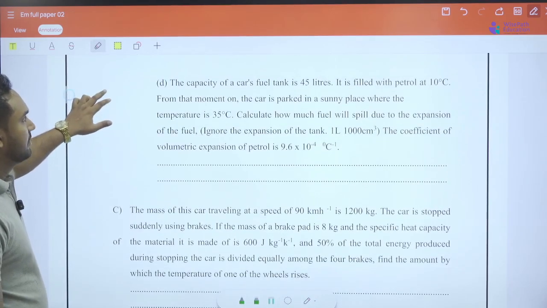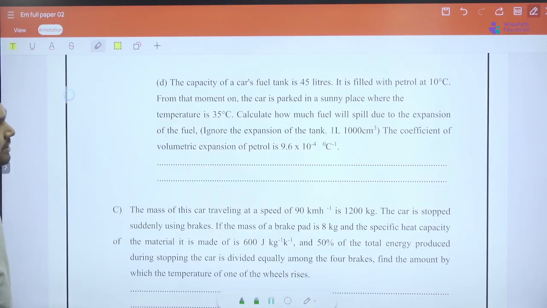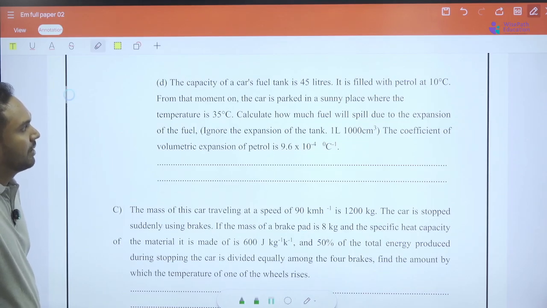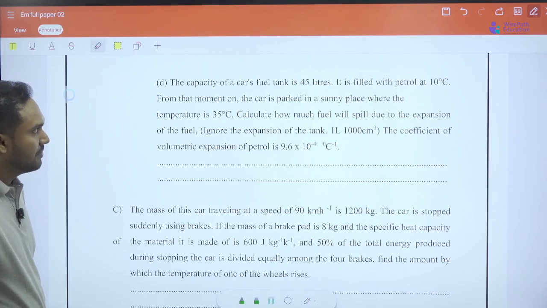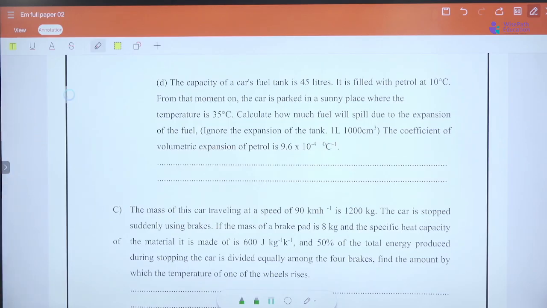The capacity of a car's full tank is 45 liters. It is filled with petrol at 10 degrees Celsius. From that moment on, the car is parked at a sunny place where the temperature is 35 degrees Celsius. Calculate how much fuel will spill due to the expansion of the fuel. Ignore the expansion of the tank. 1 liter equals 1000 cubic centimeters. The coefficient of volumetric expansion of the petrol is 9.6 into 10 to the power minus 4.